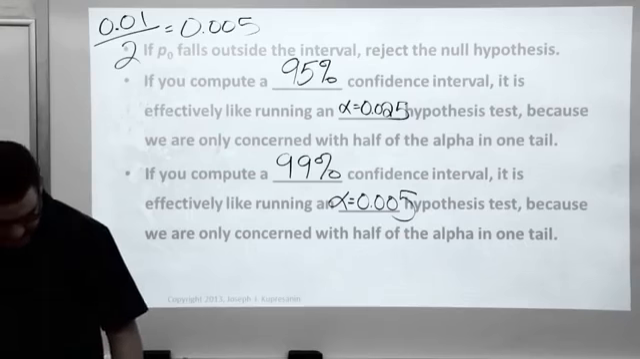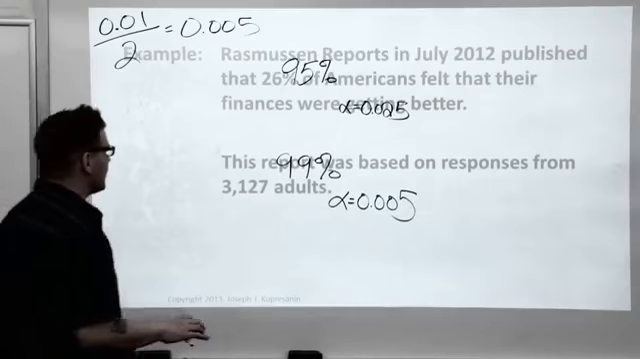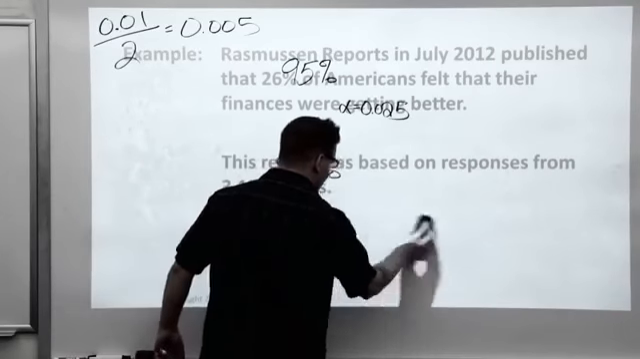All right, so looks like there is one final example. We'll check out these one-tailed tests using a confidence interval to run them.